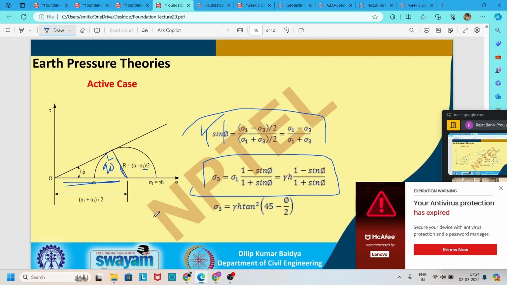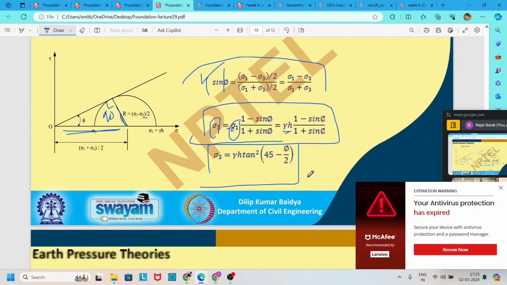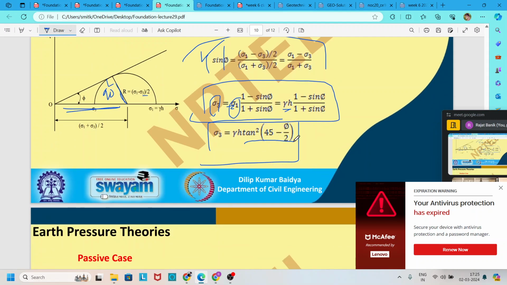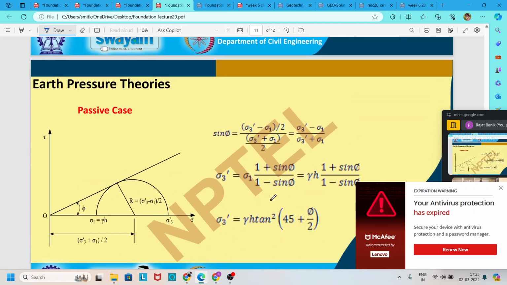And for active case, this sigma 1 is nothing but sigma v, and sigma 3 is nothing but sigma h. So if you replace sigma 1 with sigma v, it will become gamma into h, and if you calculate further, it becomes gamma h into tan square 45 degree minus phi by 2 for active case. And this tan square 45 degree minus phi by 2 is nothing but the active earth pressure coefficient, this Ka.